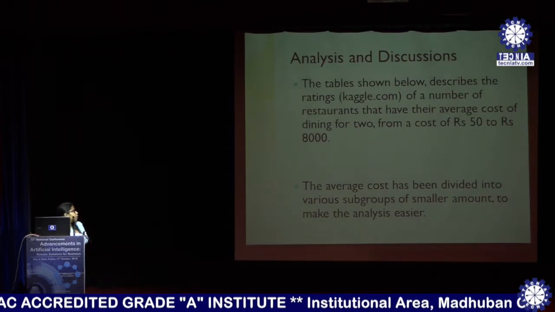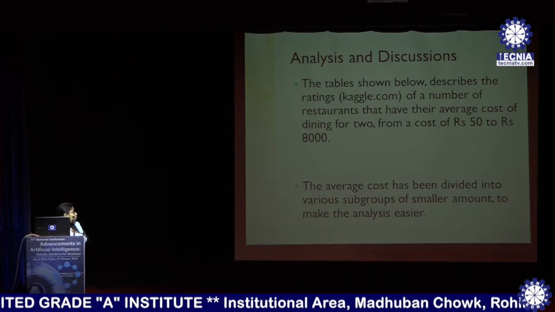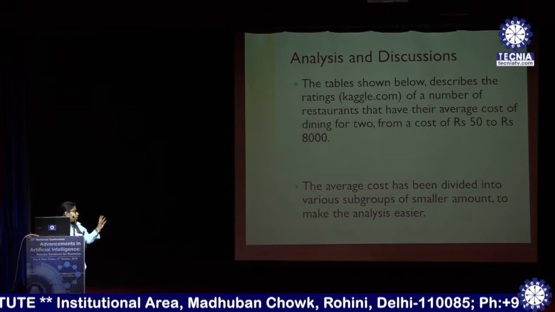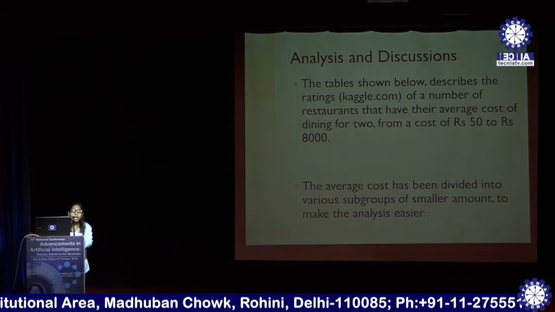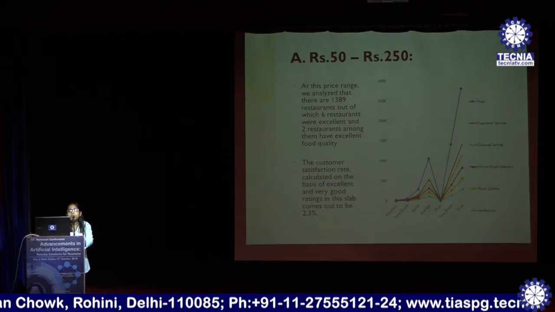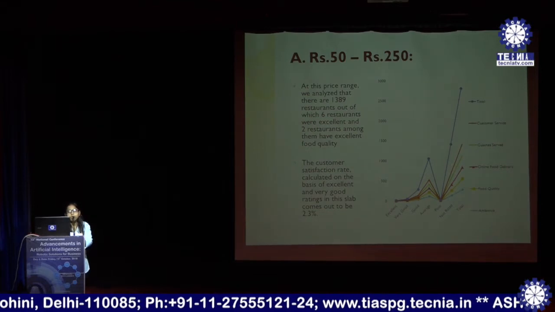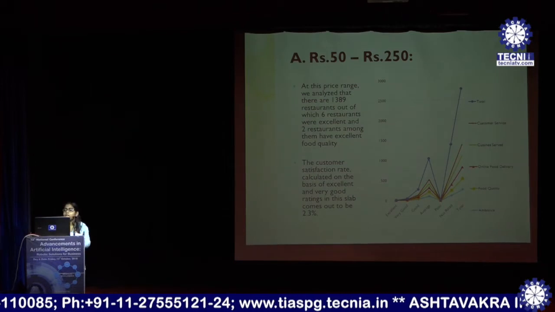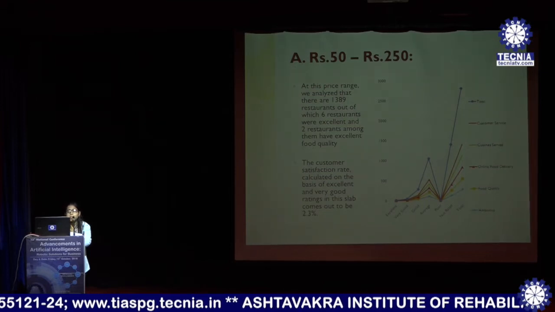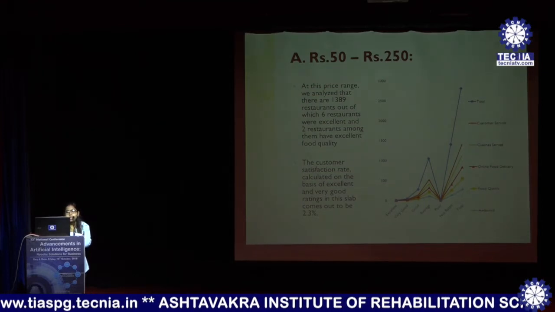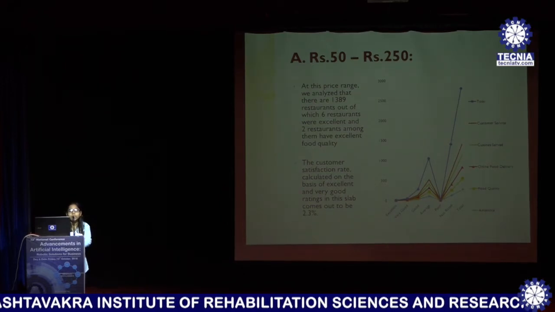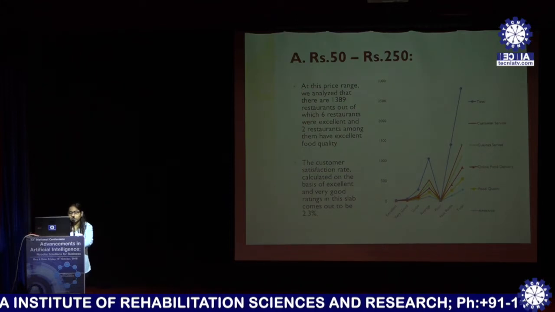Here you will be seeing various tables that range from rupees 50 to rupees 1,000, in which the average cost has been divided into smaller subgroups to make the analysis easier. The first graph shows a price slab of rupees 50 to rupees 250, where you see 5 major factors: customer service, cuisine served, online food delivery, food quality, and ambience, based on the number of restaurants and their ratings. I have calculated the customer satisfaction rate in this slide as 2.3%.